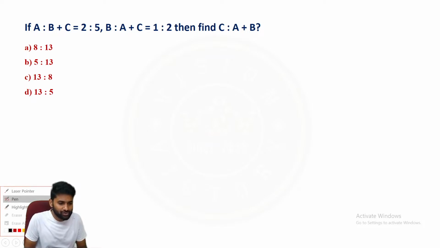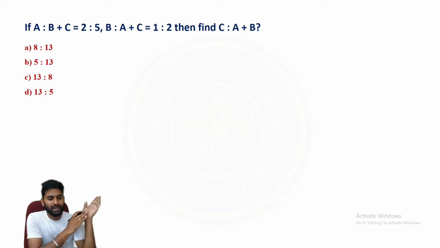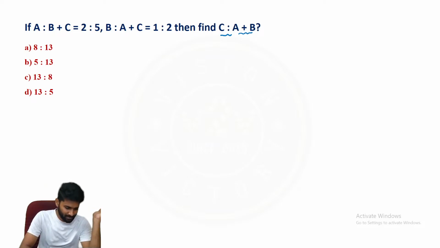Guys, try to solve this question and post your answer in the comment section. I will check your comments. Here is question number 1. A is to B plus C is equal to 2 is to 5. B is to A plus C is equal to 1 is to 2. Now the question: what is the ratio of C is to A plus B?